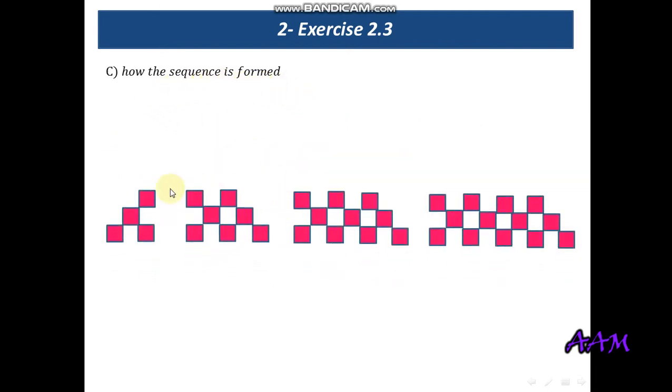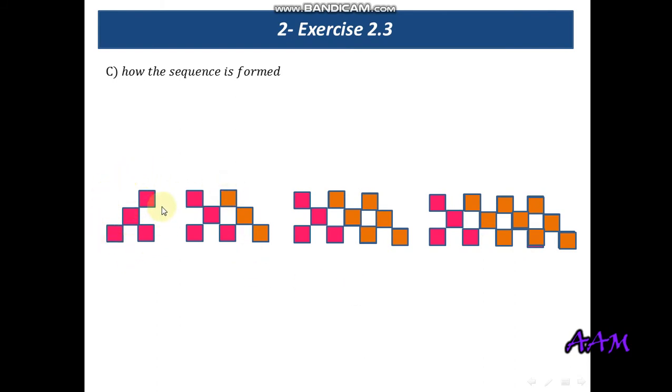This is our sequence pattern. Okay, how does it form? As you see, we add only 3 to the original one. Only the first one is the original one. We say the first number. We added the 3 to it. Then we have this, and then we added 2 3s. We have this, and we added 3 3s, and we have this.